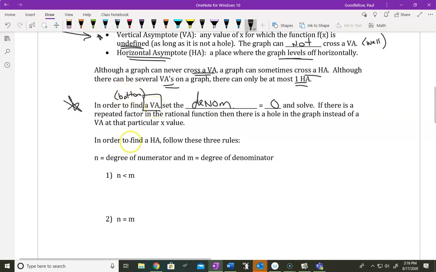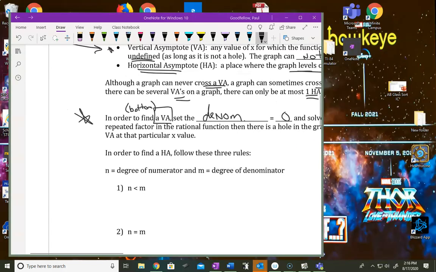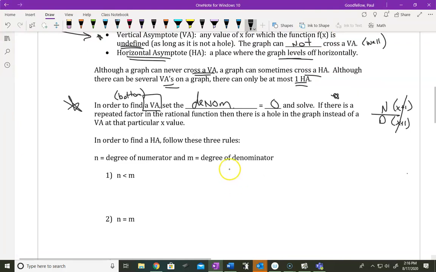If there's a repeating factor, and this statement right here is the one that I have the hardest time with, if there's a repeating factor in the rational function, then there's a hole in the graph. It actually turns out if there's a factor up in the numerator and a factor down in the denominator that they have in common, that cancellation will generate a hole. So pay attention to that. I don't think it's necessarily just that it's a repeated factor. You can have repeated factors in a denominator and it only ends up generating one vertical asymptote.